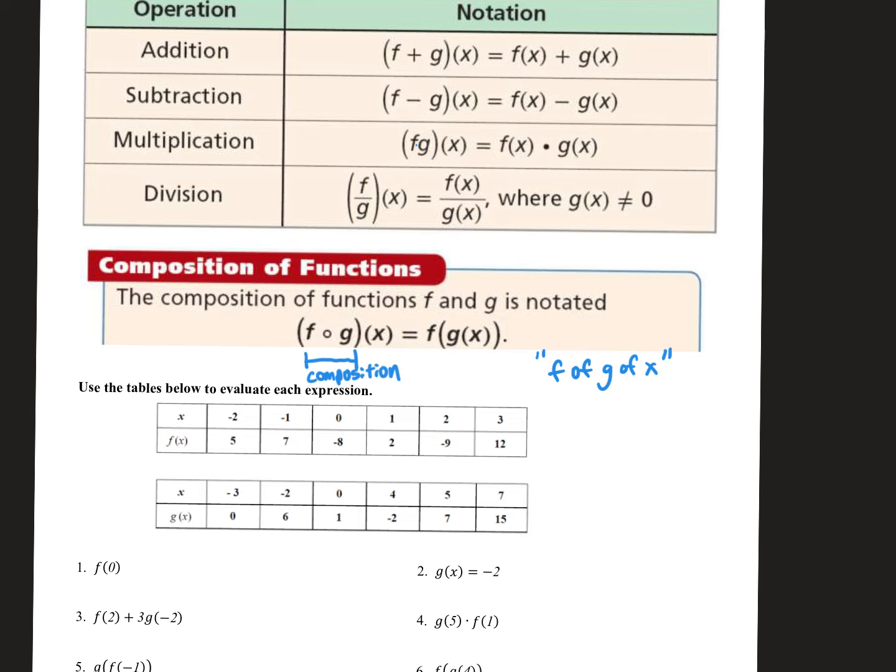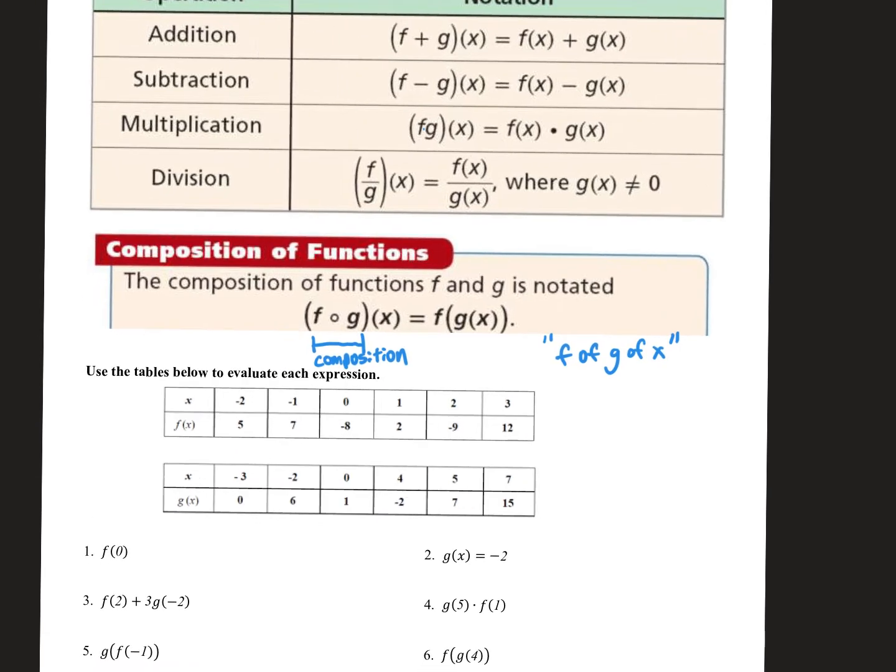Whenever there's a composition of functions, you always do the inside function first. So evaluate the inside and then plug it into the outside. So f(g(x)) is telling us to evaluate g(x), and then once we get that answer, plug it into f(x). We're going to do some practice below with the tables that are given.